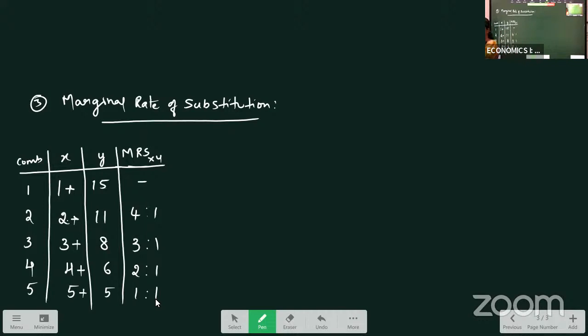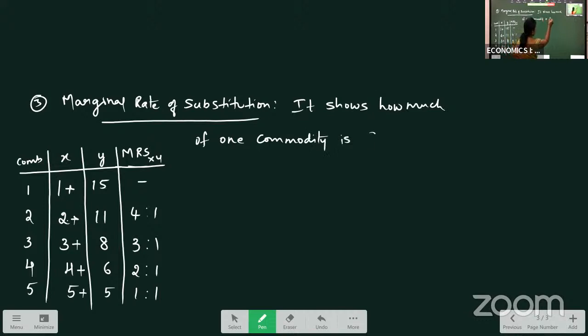So just see here, what is marginal rate of substitution here? It shows how much of one commodity is substituted for another. So what we are saying here, how much one commodity is substituted for another. That is what we say marginal rate of substitution.